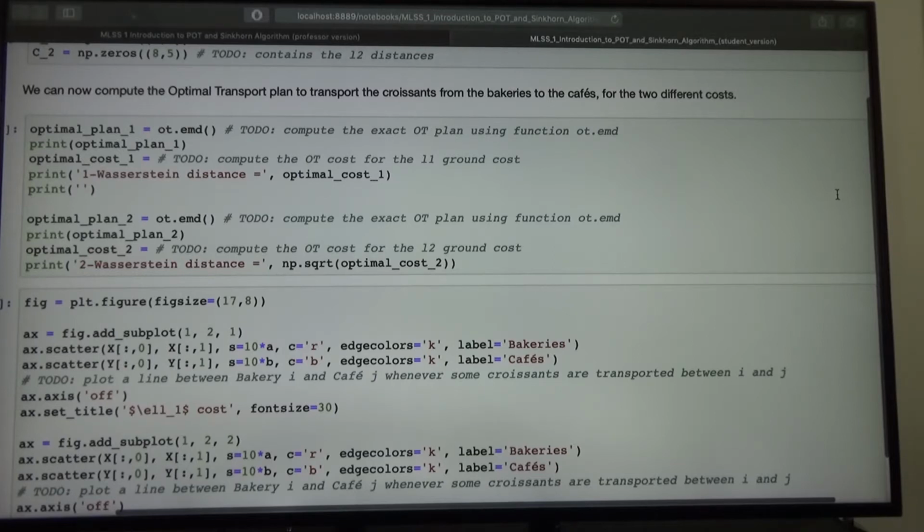And once you have this matrix, you have to compute the cost. So the cost will be the scalar product, right, between the cost matrix and the transportation matrix. It will be the sum over all i and j of Cij Pij. So you just have to compute the cost afterwards.